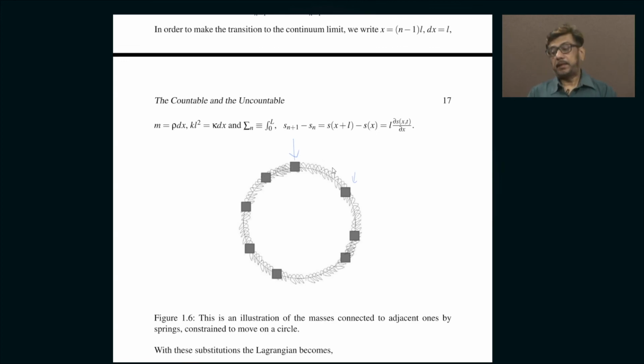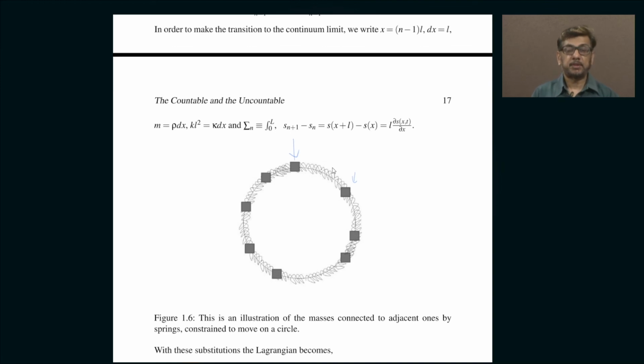So bottom line is that I have this chain of masses that closes in on itself in this circular manner. The reason why I have chosen a circular chain rather than a linear one is because there is this idea of periodic boundary conditions, which are very convenient. That means if I go around one full circle, I come back to the same point.